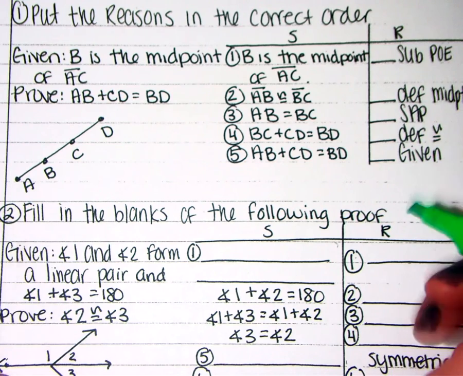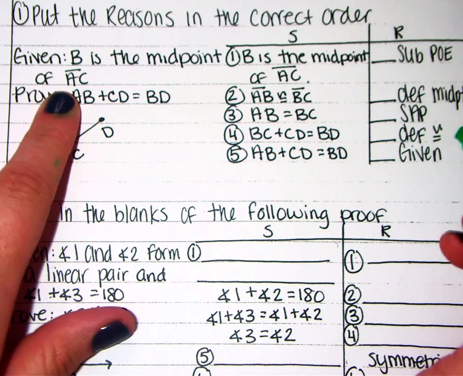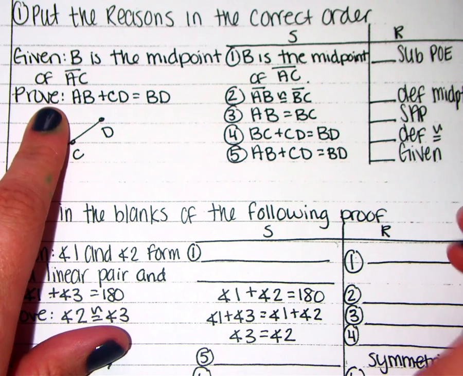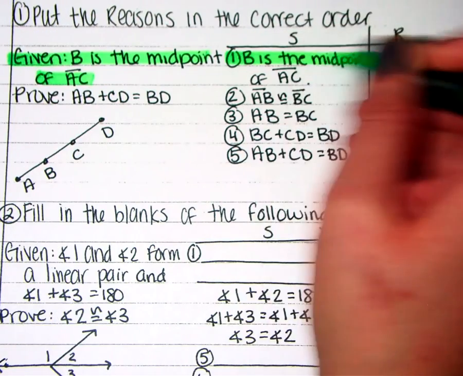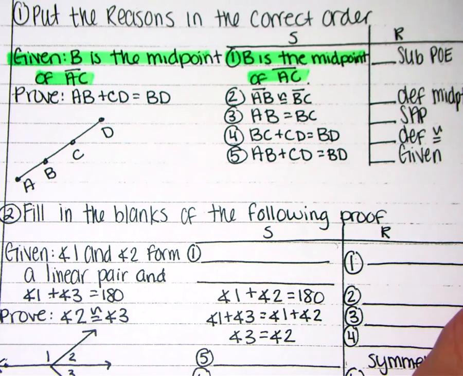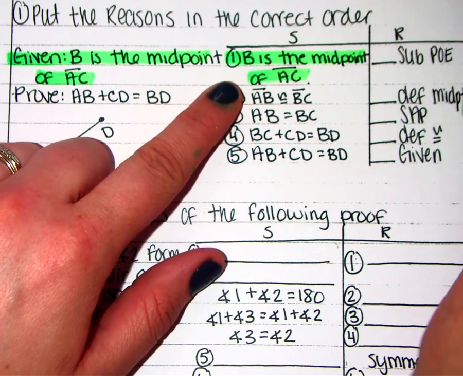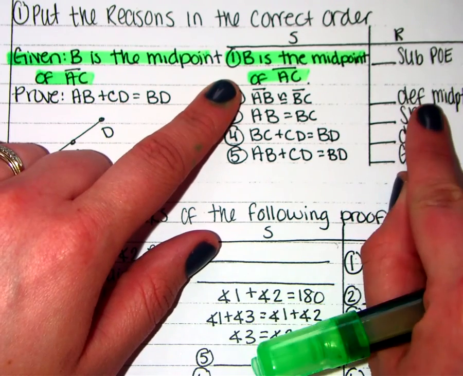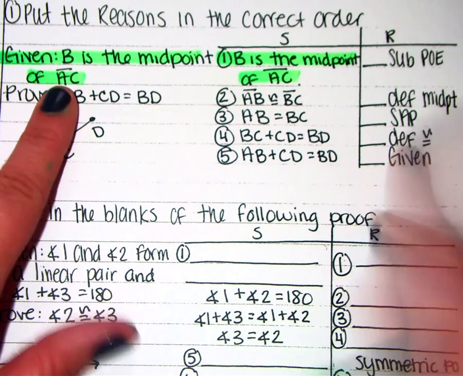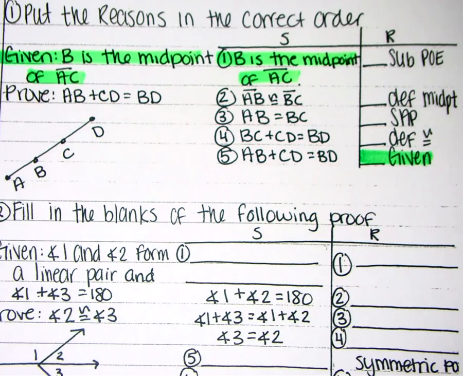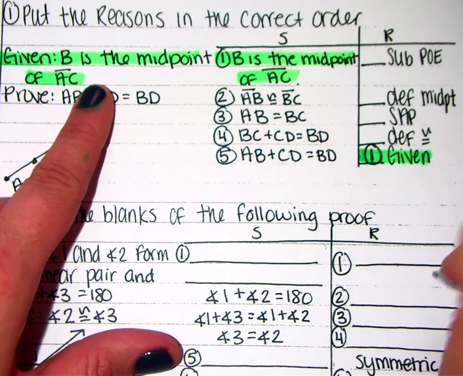The first part of our proof is always given. So it says given B is the midpoint of AC, prove AB plus CD equals BD. Step 1 should always be your given, and it doesn't have to be, but whenever we're completing a proof, you want to copy it word for word as step 1. So step 1 says B is the midpoint of AC. That's definitely not substitution, definition of midpoint, segment addition postulate, or definition of congruency. We know this information is given because it's clearly listed as the given. So this first step is given.